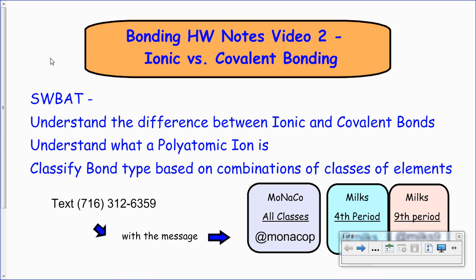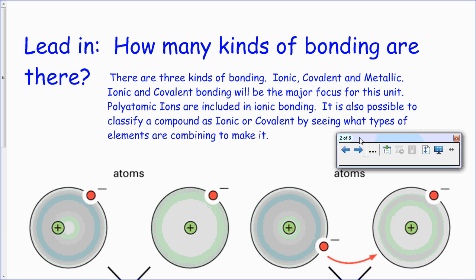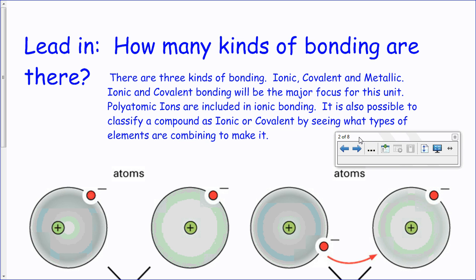Okay, so the first question to lead in here is what exactly is bonding and how many types of bonding are there? Well, there's three kinds of bonding: ionic, covalent, and metallic. That's it, three types. Each one has its own characteristics, and ionic and covalent are the major focus of this unit. Polyatomic ions are included in with ionic bonding because they are, well, ions. They have many atoms creating the ions, but they are in fact ions, so they are included in ionic bonding. It's also possible to classify a compound as ionic or covalent just by looking and seeing what types of elements, the nature of them, are combined.